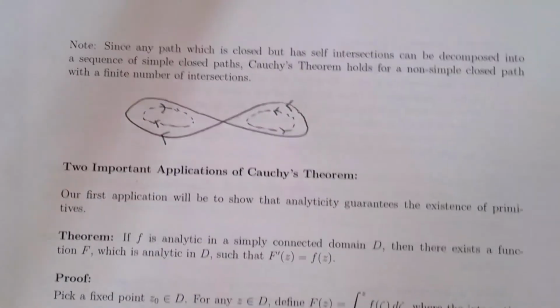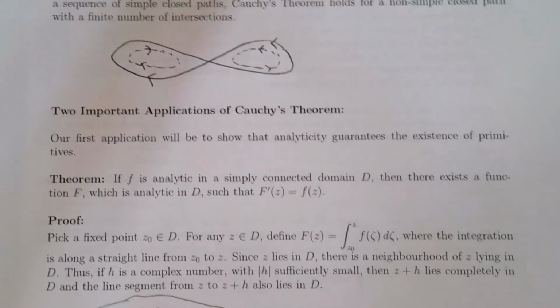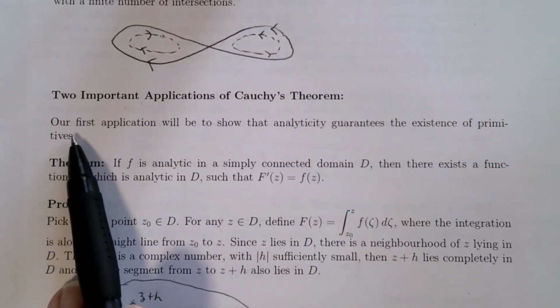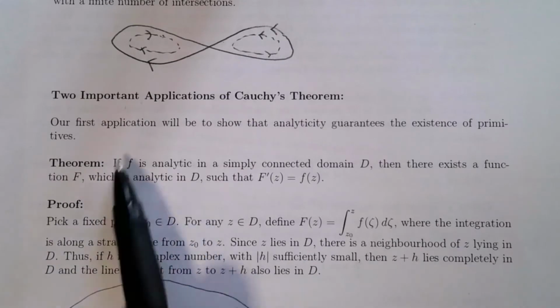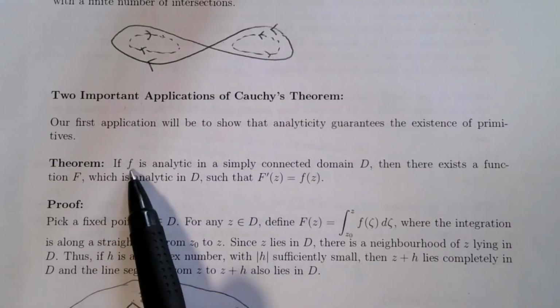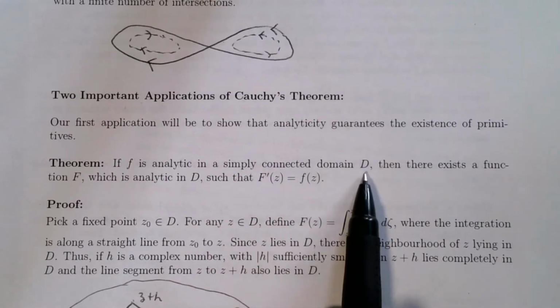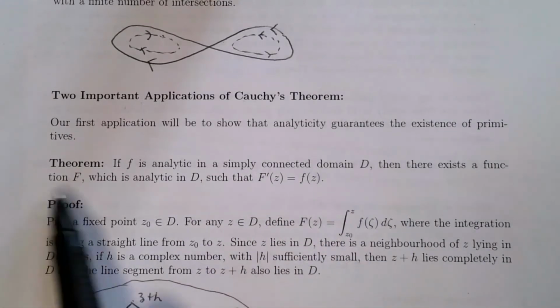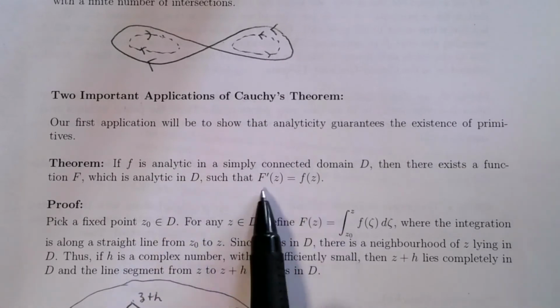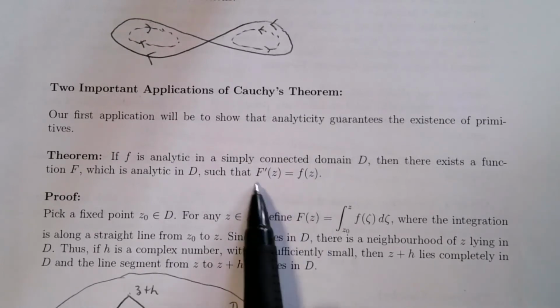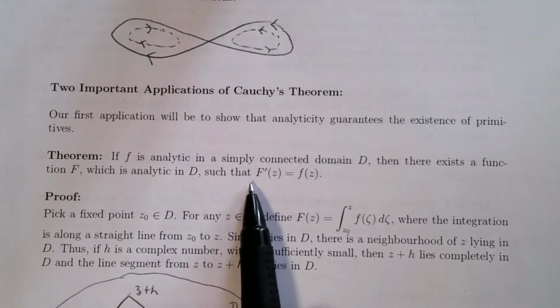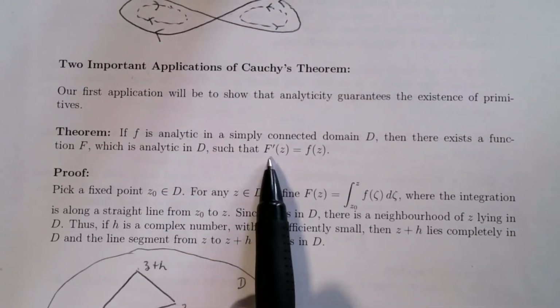Now, two important applications of Cauchy's theorem. The first one is we really want to know when a function has a primitive, and we can now answer that question by using Cauchy's theorem. So if f is analytic in a simply connected domain D, then there exists a function capital F which is analytic in D, so that capital F dashed is little f. So again, if we have an analytic function, it has a primitive. It might not be one that's easily calculable or computable, but theoretically it has a primitive.